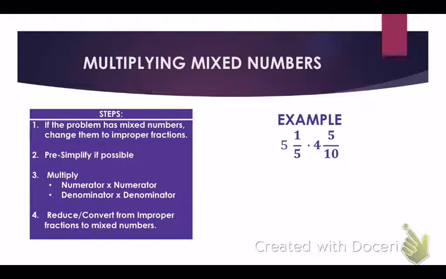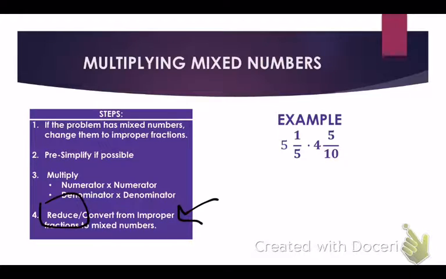If the problem has mixed numbers, you need to change them to improper fractions. You will then pre-simplify, multiply straight across numerator times numerator and denominator times denominator, and finally, you will reduce or convert from improper fractions to mixed numbers. This step is going to happen a lot when we deal with mixed numbers, so you need to make sure you can identify these things. It is also going to be much harder to simplify. So you might have to double check to make sure it cannot be reduced at the end. A lot of you will miss things when you pre-simplify with larger numbers. We're going to go ahead and get started.